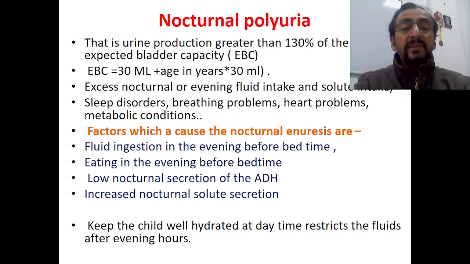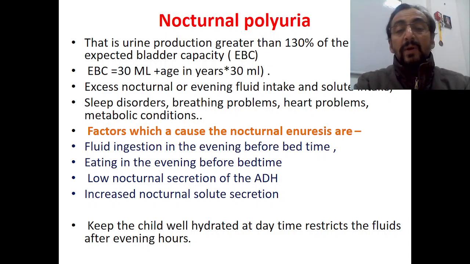Factors which influence this are fluid ingestion in the evening hours before bedtime, then low nocturnal secretion of antidiuretic hormone. Something is happening so that antidiuretic hormone is produced in less amount during night hours. In daytime it is produced normally. In night hours it is produced in less amount. Increased nocturnal solute secretion is also one of the causes.